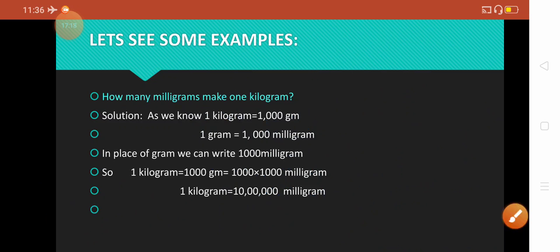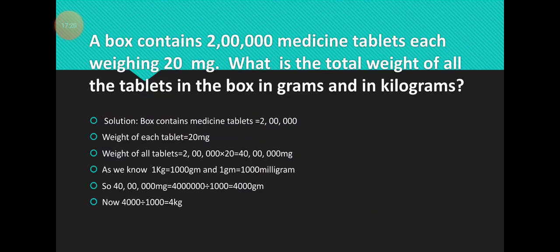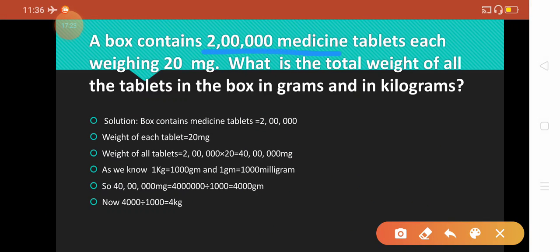Understand? Now the next one is, a box contains 2 lakh medicine tablets, each weighing 20 mg. That means one tablet has a weight of 20 mg.